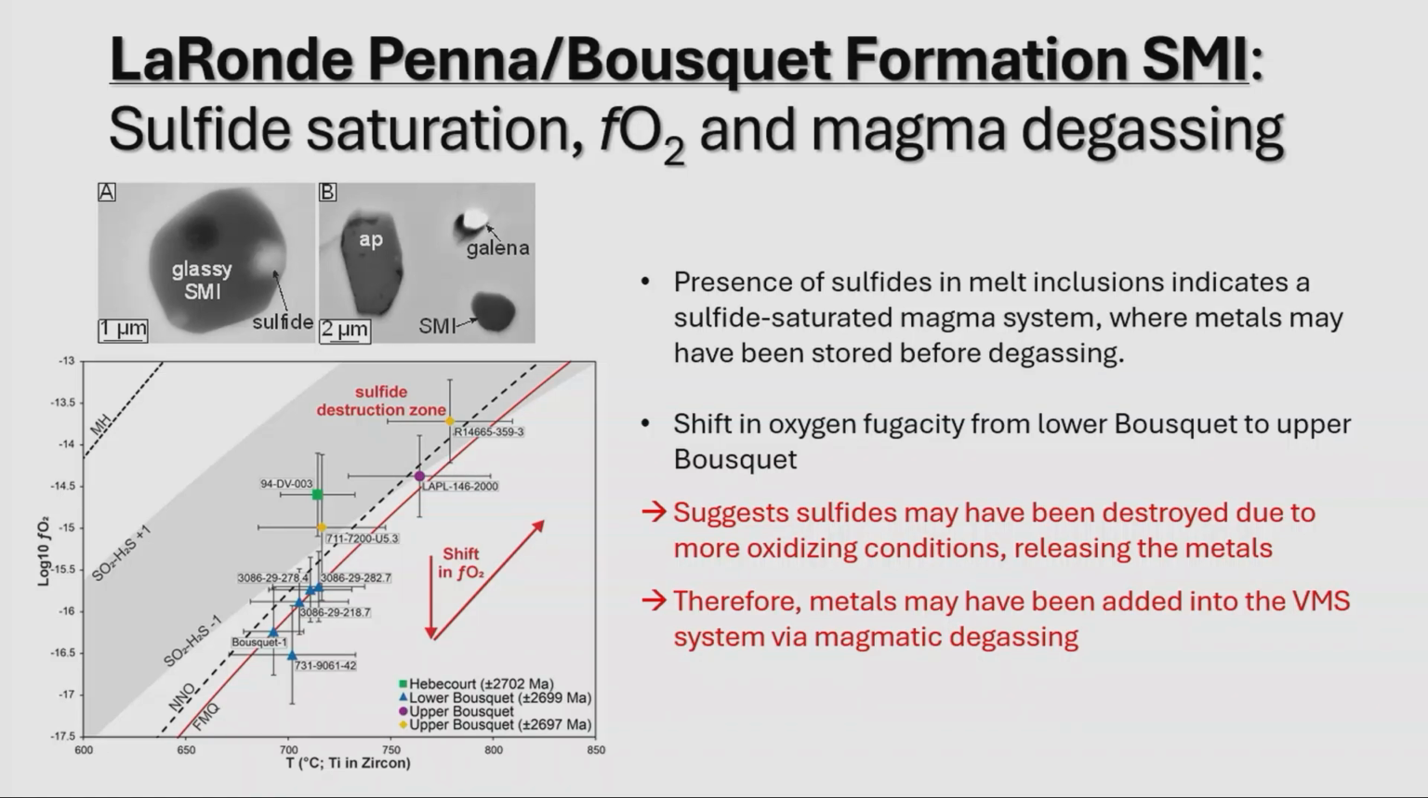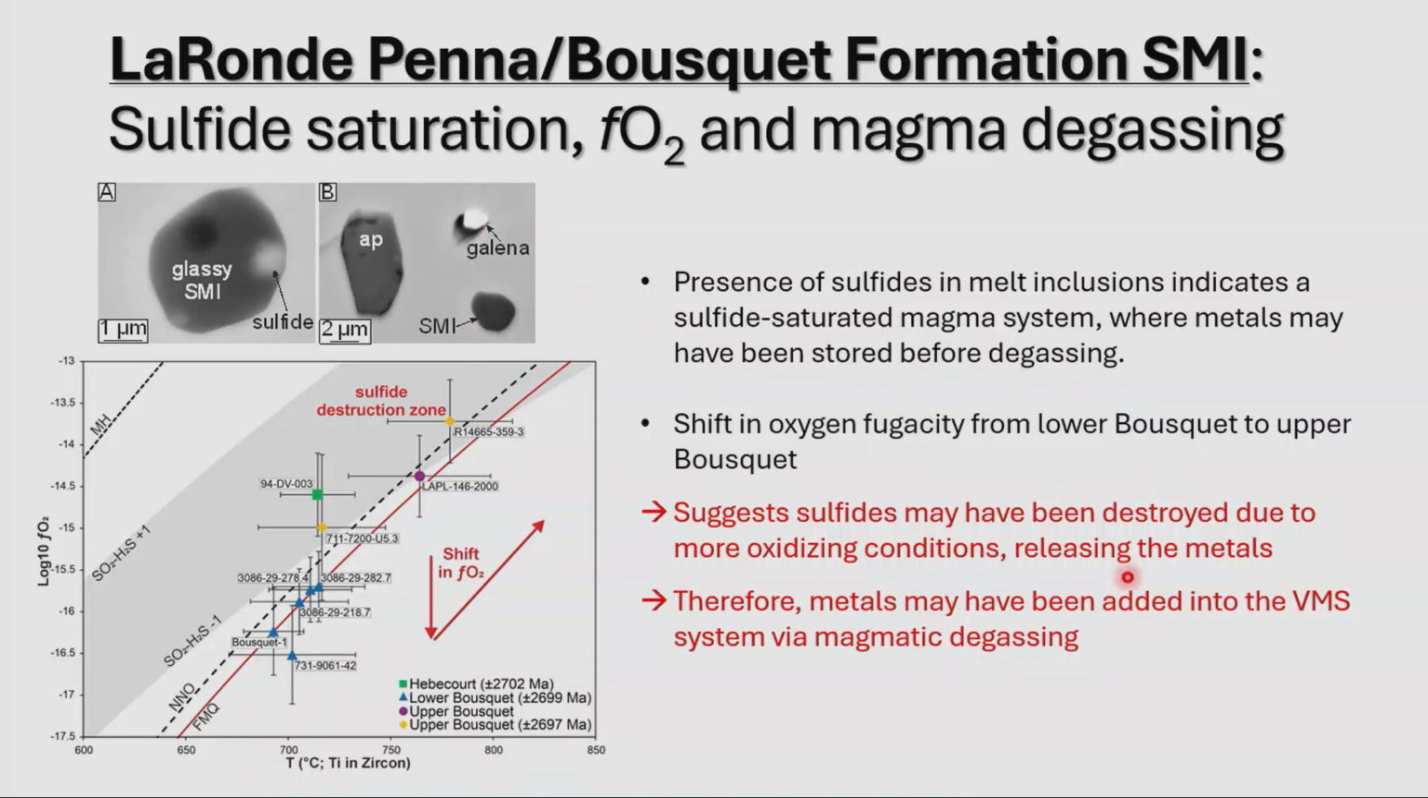If I move to the pre-al slide, then a brief update on how they're using some of this melt inclusion data. Here we have some melt inclusions from the Laurent Penna and the Bousquet Formation. These are silicate melt inclusions, and within those, in these images, they've highlighted sulfides that have been observed. There are silicate melt inclusions entrapped proximal to galena, so more sulfides, apatite.